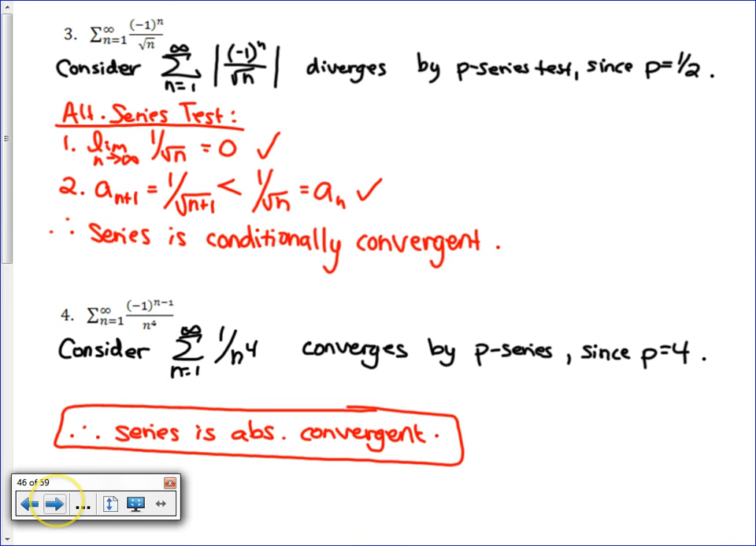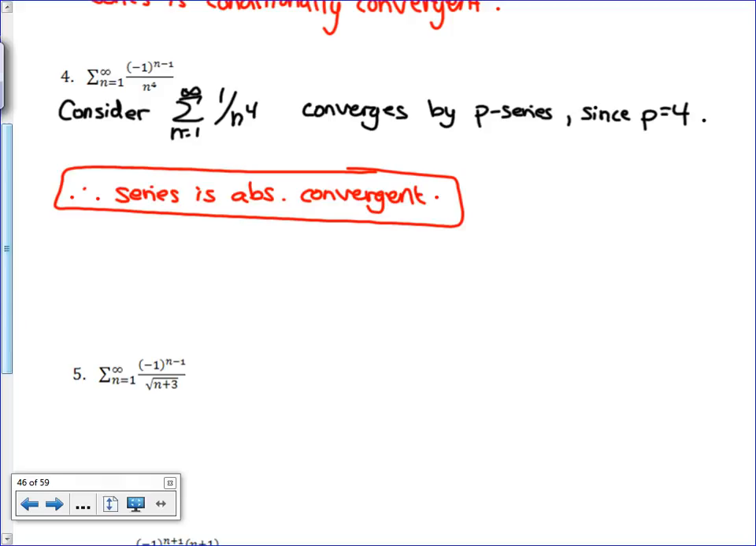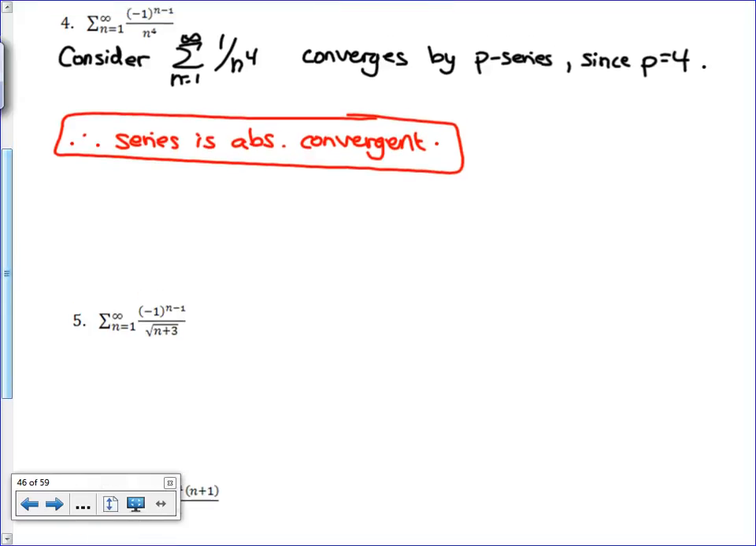One more page, right? Is this test 7? We have geometric, nth term, P series, integral, direct comparison, limit comparison, alternating. Yes, test 7. Absolutely convergent. How about this one? Negative 1 to the n minus 1 all over square root of n plus 3.